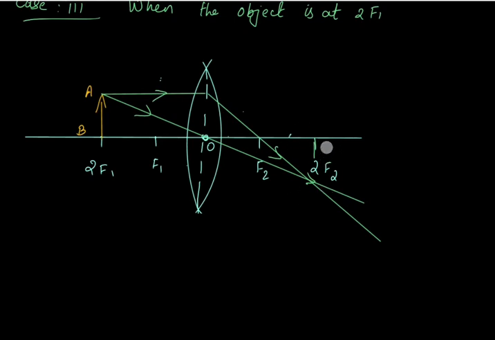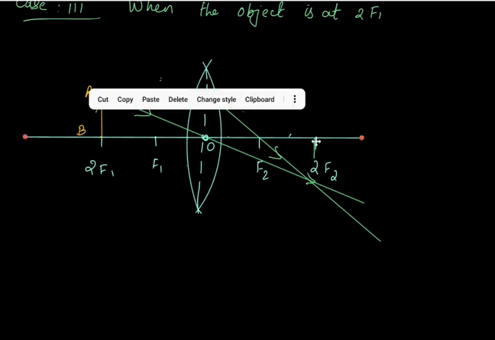So now we will draw the image. When you are drawing the image, you can see that the image will be inverted. This is an erect object, so we get an inverted image. So the inverted image can be drawn here.